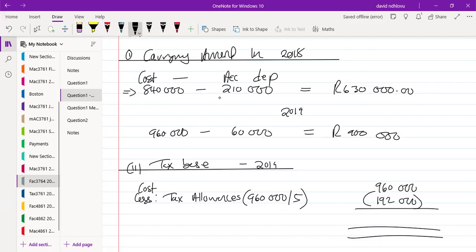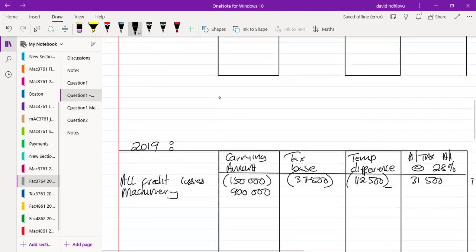Right, so 960 minus 192, then we are going to sit on a value of 768. So this here is the tax base. Any question on the calculation of the tax base, good people? Are we clear? Right, are we on the same page, good people?